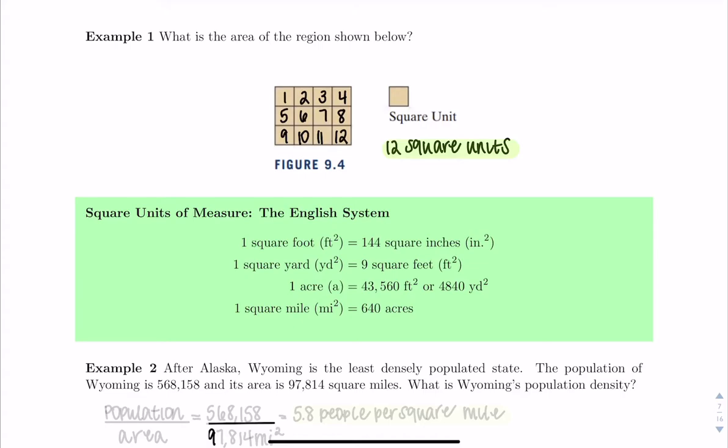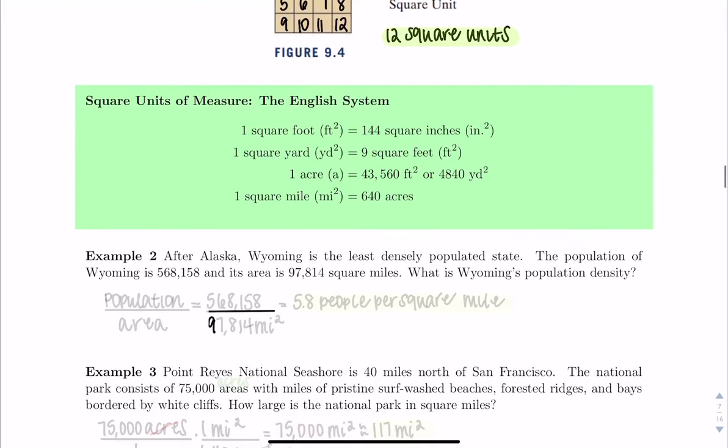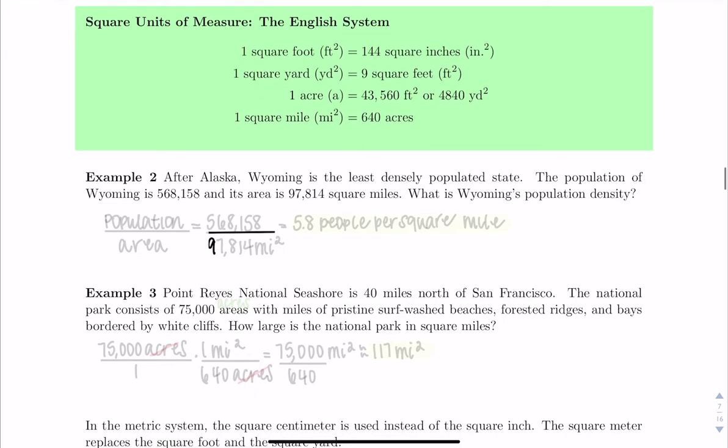So after Alaska, Wyoming is the least densely populated state. The population of Wyoming is 568,158, and its area is 97,814 square miles. What is its population density?